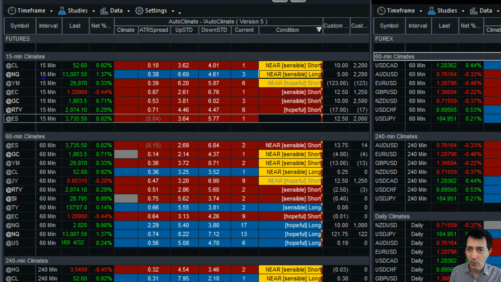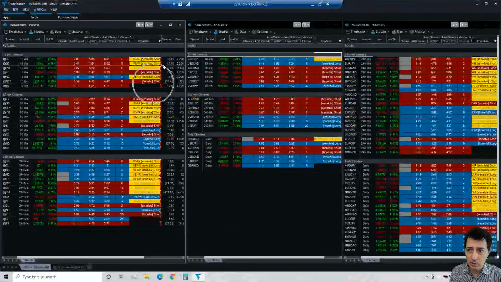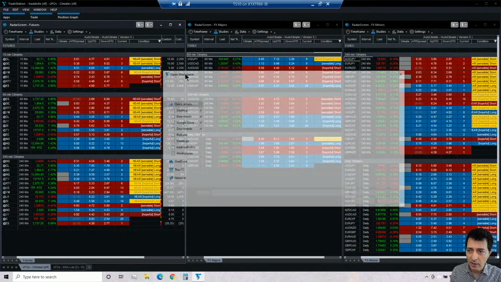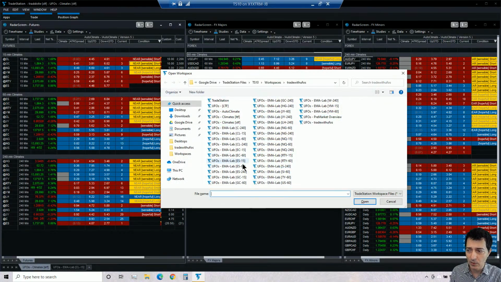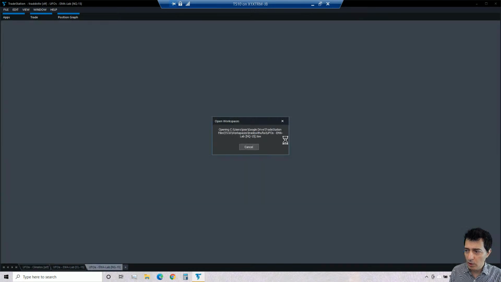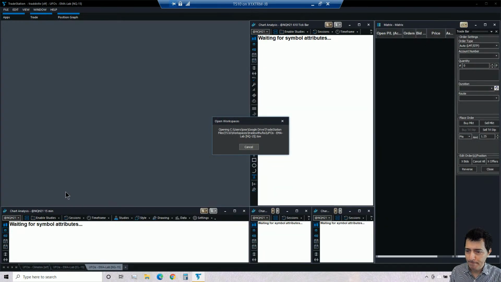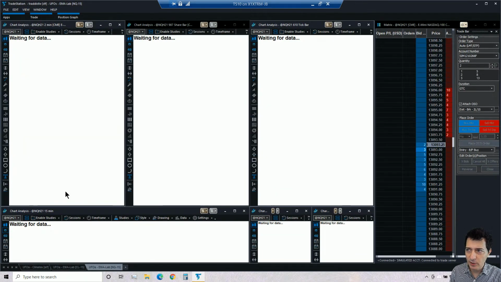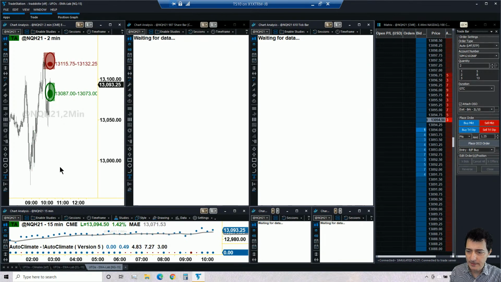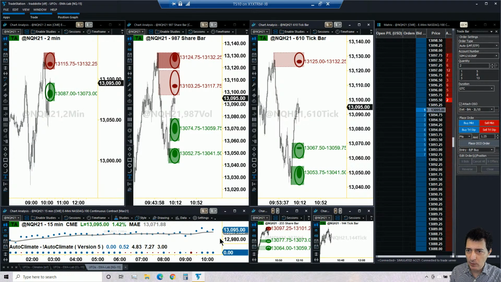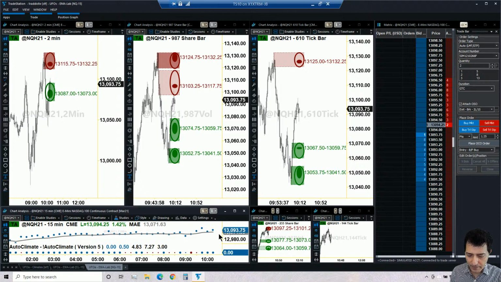Well, apart from crude oil, we are given a potential opportunity to check what's going on with the Nasdaq. It's a blue climate. It's near and sensible. So that gives us permission to load the chart and look further. And we may have a trade available on the Nasdaq. So loading Nasdaq. Okay, we got NQH 21. Let's see what's available here. We may have a trade here.